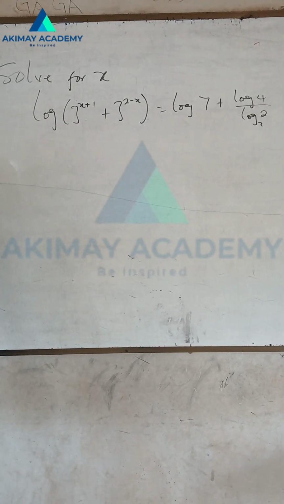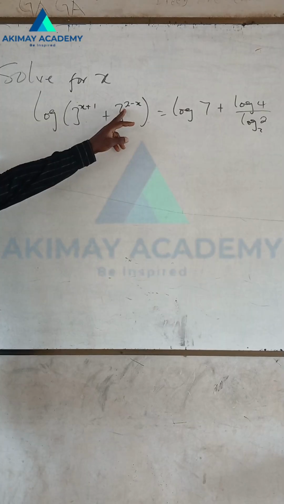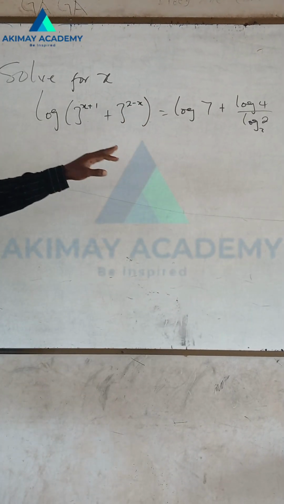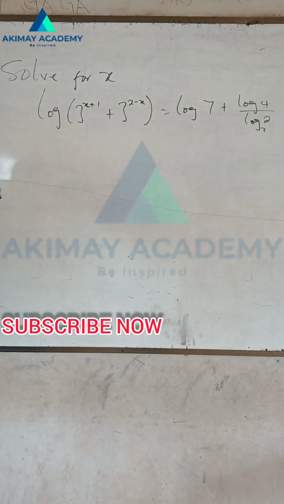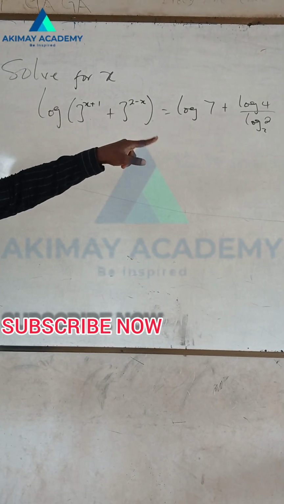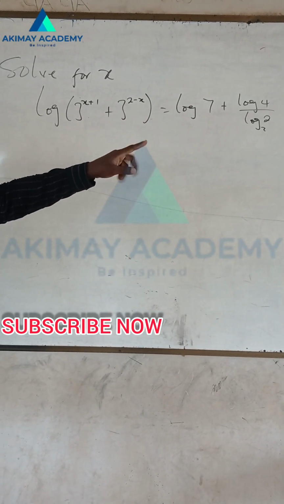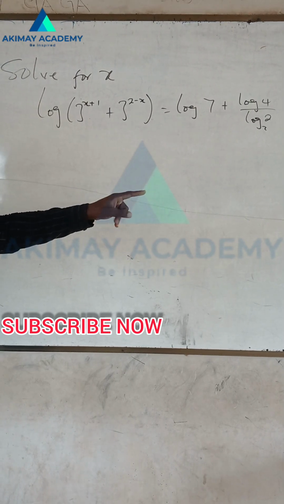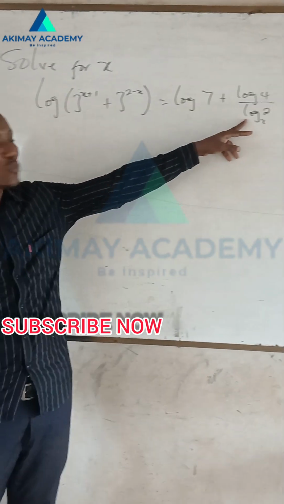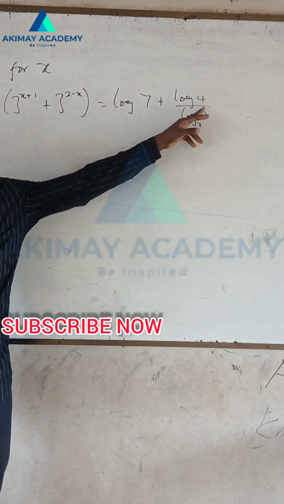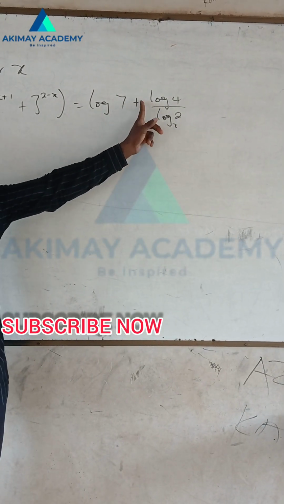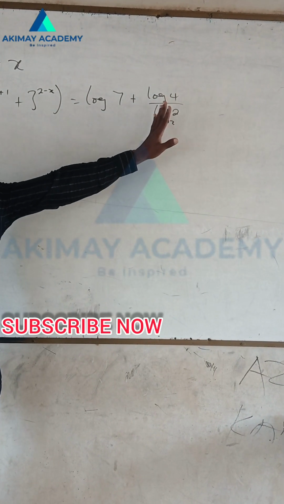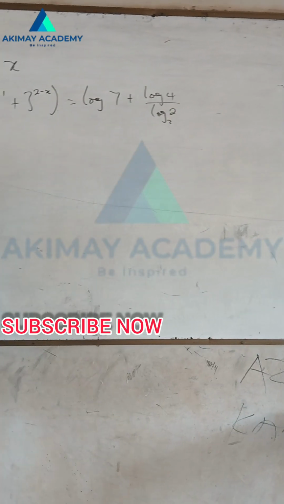3 exponent x plus 1 plus 3 exponent 2 minus x, and this expression is equal to log 7 plus log 4 out of log 2 to the base 2. Okay, so you can see that over here, log 2 to the base 2 will give us 1, which will mean that we have log 4 standing alone, right? So the denominator will give us 1.